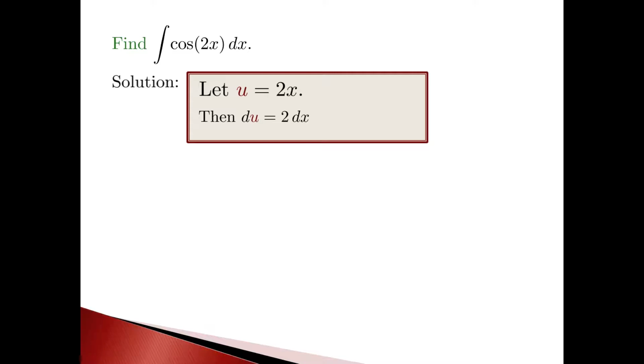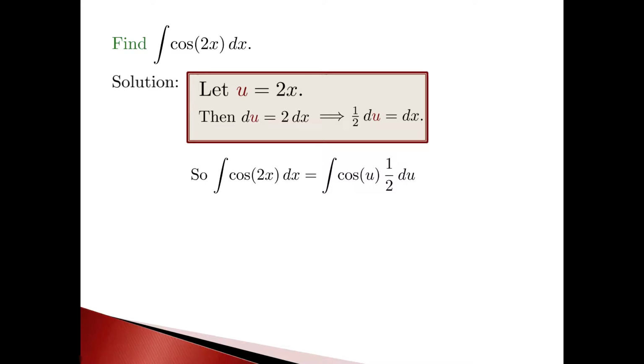So let's do it this way. Let's take that dx and solve for it in that equation. In other words, take the 2 to the other side. That tells us that the dx, which is what I have, is equal to 1/2 du. Then I can substitute that in. So my cosine of 2x will become cosine of u, because the u is 2x. That was the stuff inside the cosine to begin with.